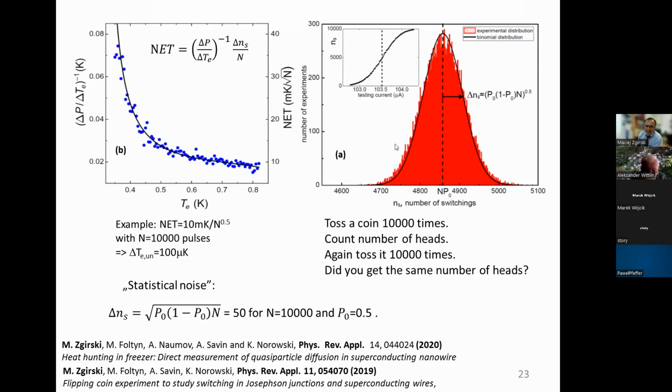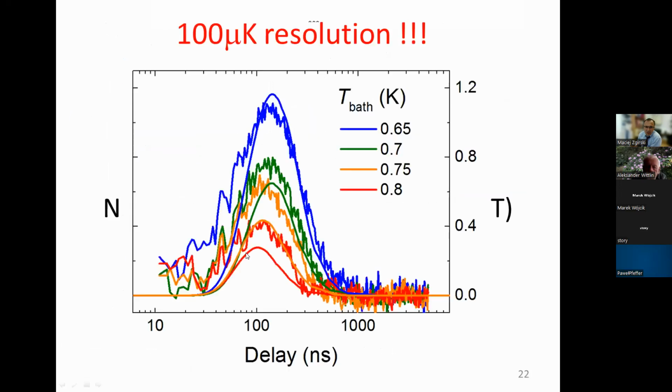So now when we plug this accuracy of determining the probability back into the formula for noise equivalent temperature, we get this blue curve, but now the proper axis is on the right. So what is the meaning of this noise equivalent temperature? Say if it is 10 millikelvin per square root of n, like at the highest temperature, with n equal to 10,000 pulses, it gives us an uncertainty of the temperature determination of 100 microkelvin. And this is also what you expect, what I showed you already directly here in this lowest curve, where we have 100 microkelvin accuracy of determining the highest temperature.